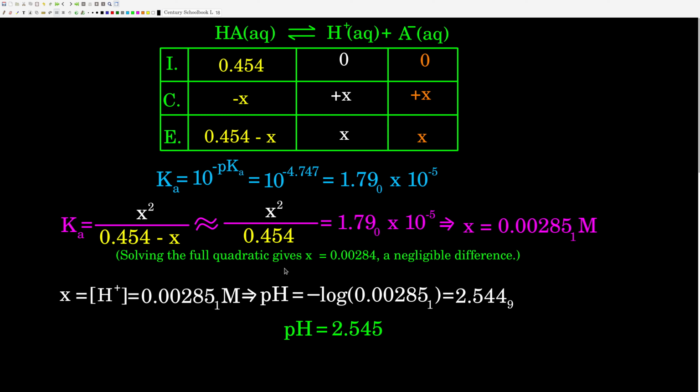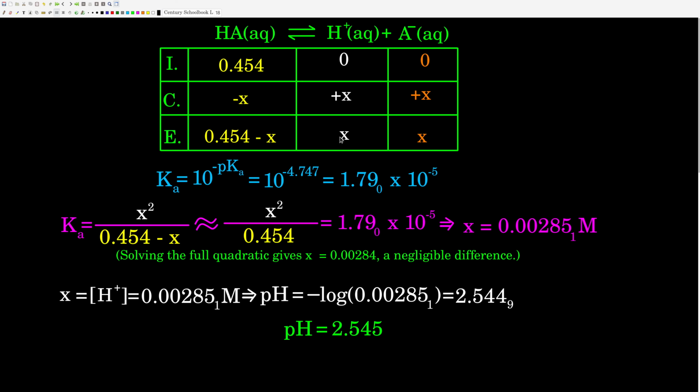Real quick, guys, on the exams, just like with equilibrium, you will always be able to do this. As a matter of fact, you should always do this. You see, you get a slightly different answer solving the full quadratic. Don't do that on an exam, because then you might be tempted to pick none of the above, and that's not what you want to do. I always use the number that you get by neglecting x, and so you guys should too on exams.